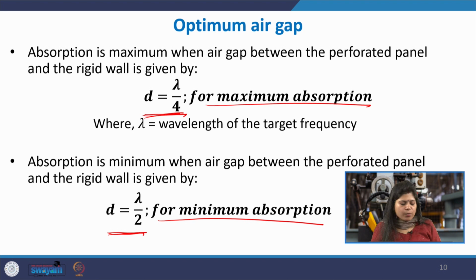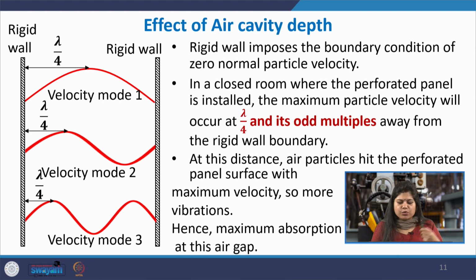So why D equal to lambda by 4? I am trying to recollect what we have studied before. Suppose this is the rigid wall. It always imposes the boundary condition of 0 normal velocity, because once the sound waves encounter a rigid backing or a rigid wall, they can't go further. So their velocity suddenly has to come to a stop. So it is imposing a 0 normal particle velocity. The particles stop moving once they encounter a rigid wall and they can't move further.